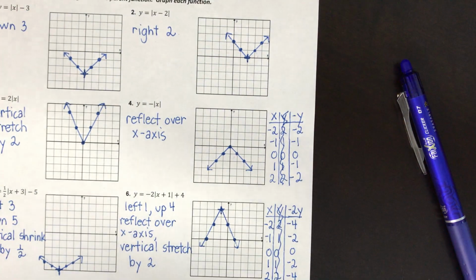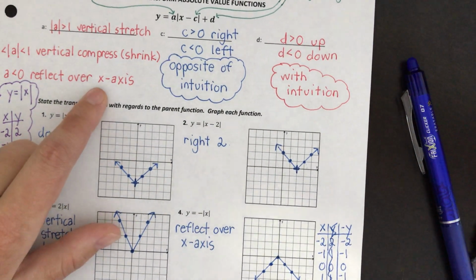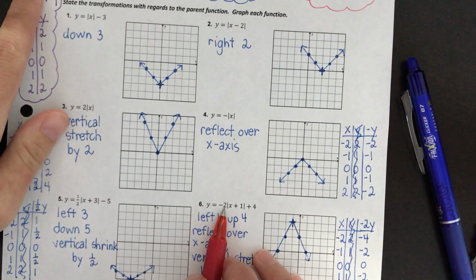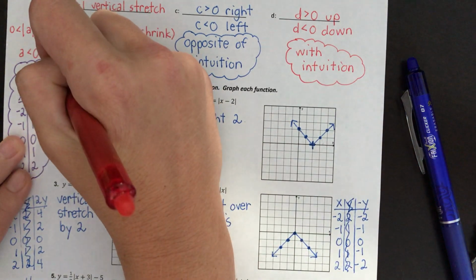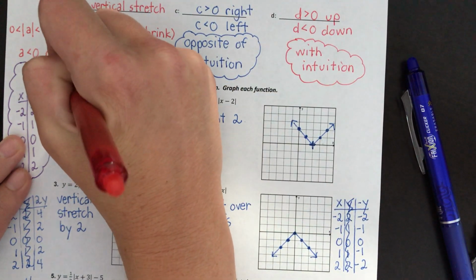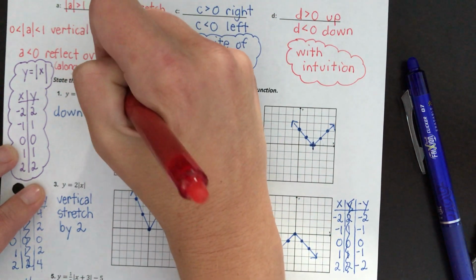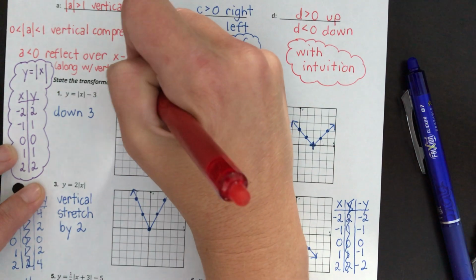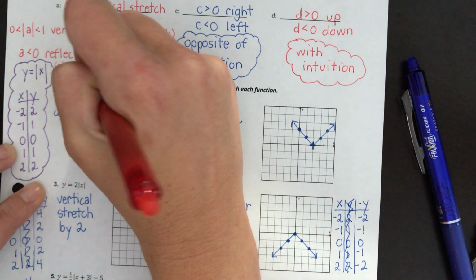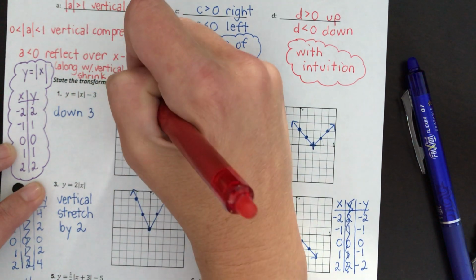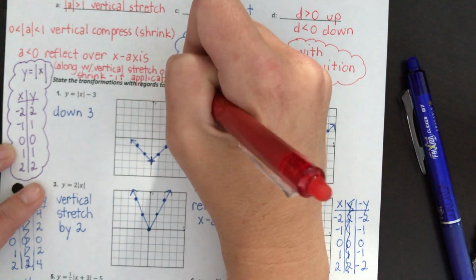Okay, so what I want to add to you here real quick is on this part. Because we just talked about this and what I was saying earlier, if A is less than 0, it's a reflect over the x-axis, in parentheses, along with your vertical stretch or shrink if applicable, however you want to say it.